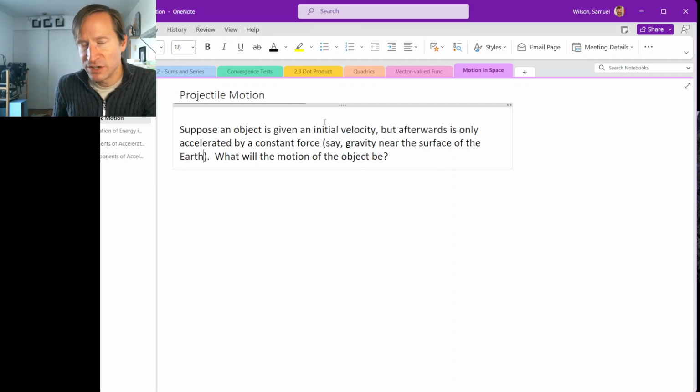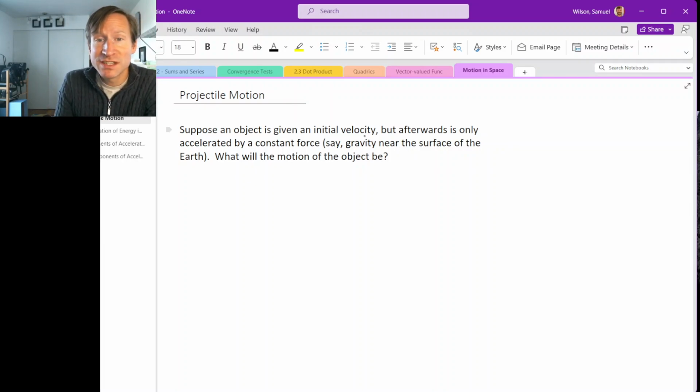Let's use our vector valued function tools to analyze a common situation in motion. Suppose we have an object that's given some initial velocity by some means, but afterwards is only accelerated by a constant force. One common situation of this is, say, we're staying near the surface of the Earth, on a local scale, and so gravity is essentially constant. What will the motion of such an object be?